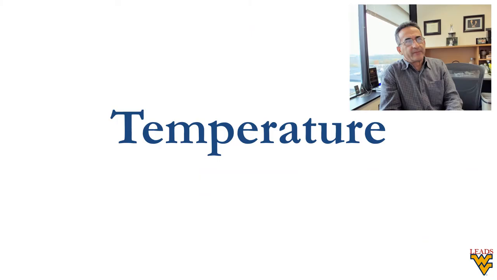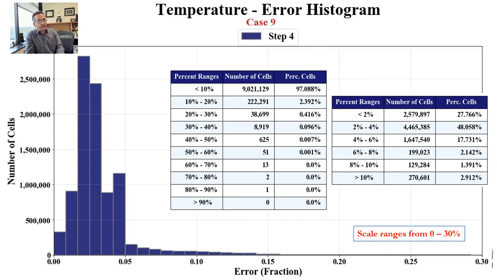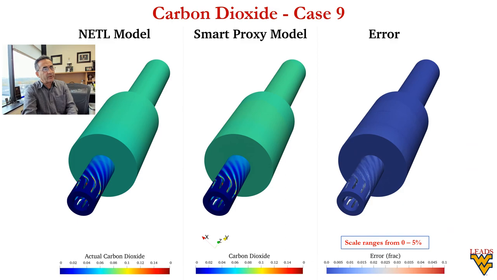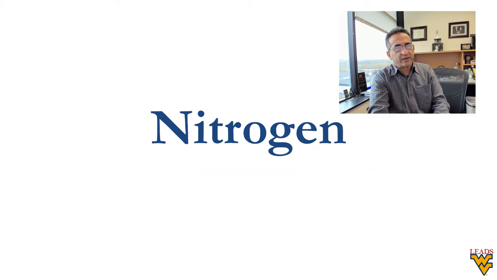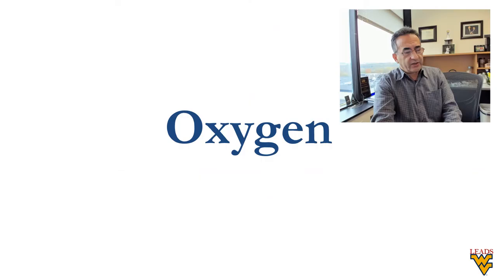We go to temperature. You can see the full, the half, and the distribution. About 97% is less than 10% error. That is 97% of the cells, 9.8 million cells for a single run. Then you can see 3% is more than 10%, and it gives you all the details. We go to carbon dioxide, and this is the distribution of the error, and you can see 99.2% is less than 2%. This is nitrogen, this is the error, and this is oxygen.